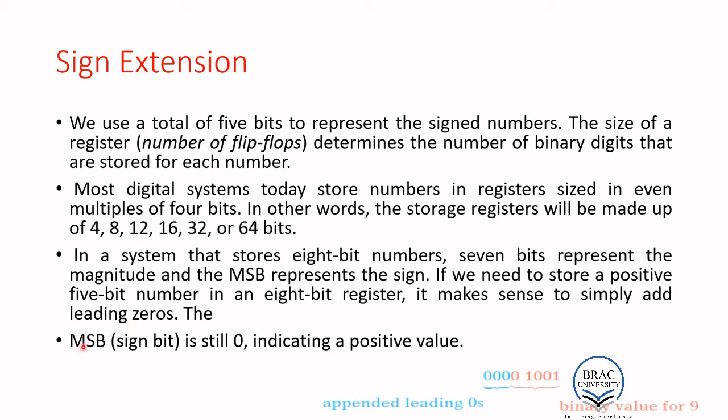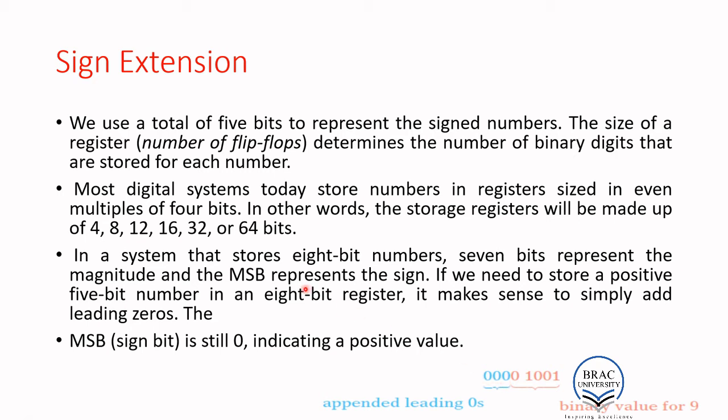The MSB is still 0, indicating a positive value. So positive 9 representation is 01001. It's a 5-bit representation, or you can say for positive 9 the sign bit is 0 for 5-bit representation, right? But if you want to store it in an 8-bit register, then what will happen to these 3 bits?